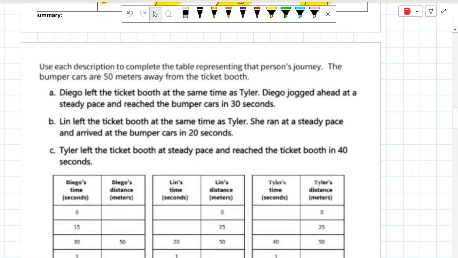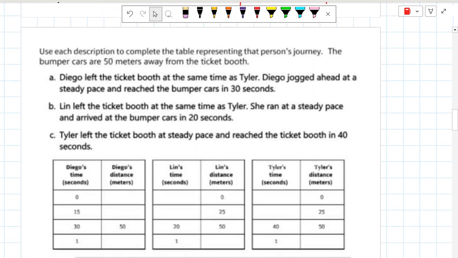All right, let's go down here to this paper and see what it's all about. Use each description to complete the table representing that person's journey. The bumper cars are 50 meters away from the ticket booth. You may need to remember that. A. Diego left the ticket booth at the same time as Tyler. Diego jogged ahead at a steady pace and reached the bumper cars in 30 seconds. B. Lynn left the ticket booth at the same time as Tyler. She ran at a steady pace and arrived at the bumper cars in 20 seconds. C. Tyler left the ticket booth at a steady pace and reached the bumper cars in 40 seconds.